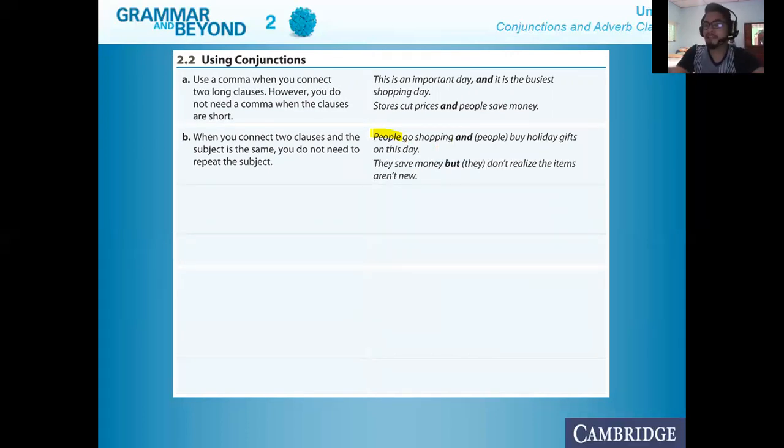They save money, but don't realize the items aren't new. They are the ones who save money, and they are the ones who do not realize the price of the items or the condition of the item.